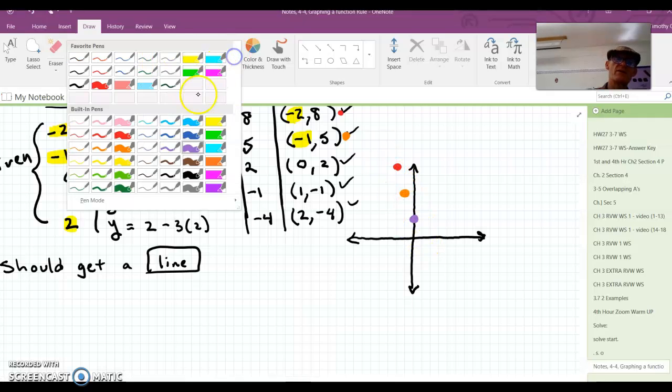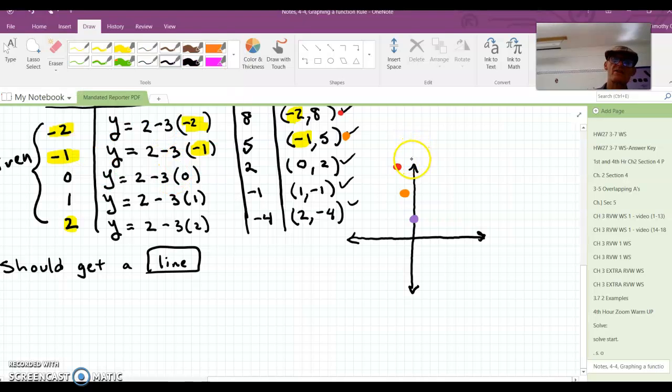Now remember that this is the y-axis, okay? This line up and down is the y-axis, and this is the x-axis. So we're going to keep going with these values, with these ordered pairs. 0, 2 is here. And we did that, so it's purple. And then brown, we'll do next.